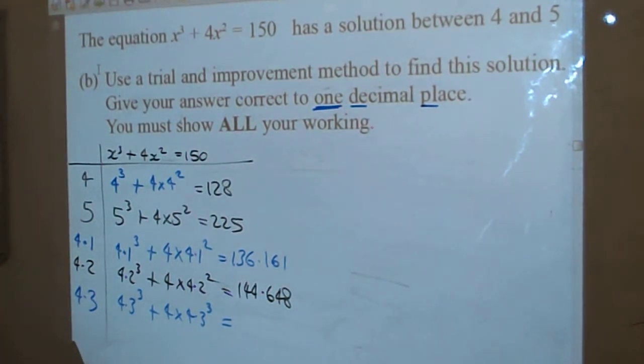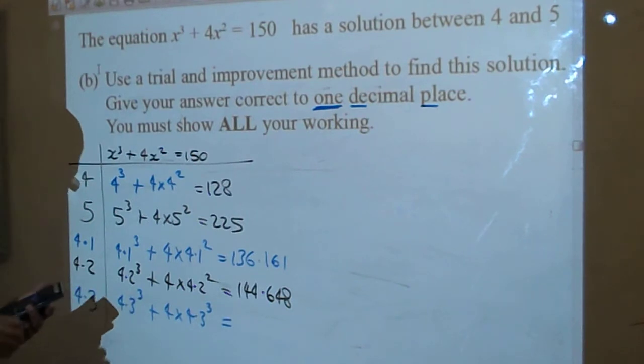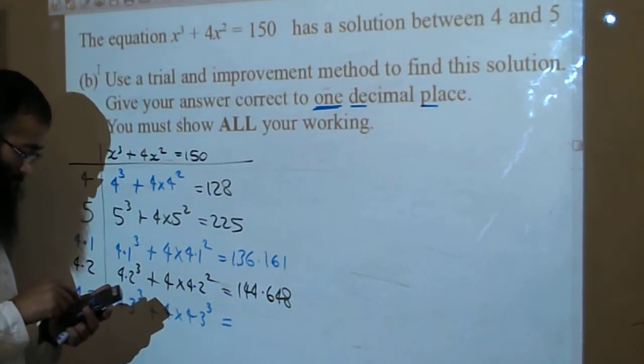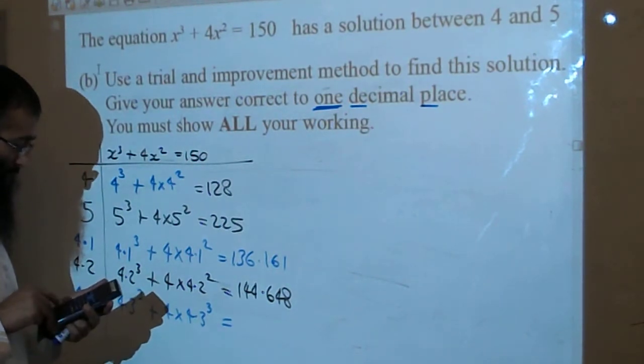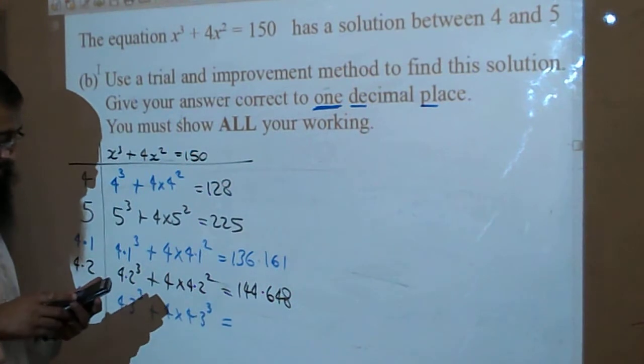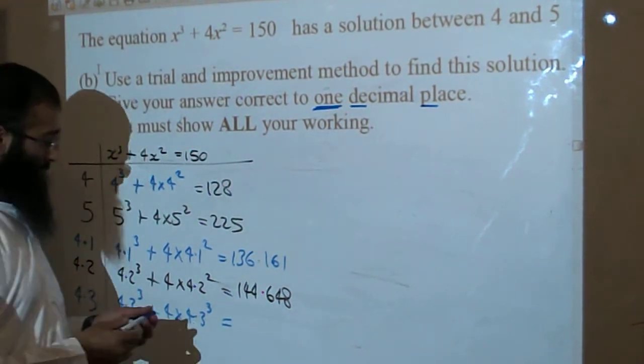Okay, folks, if you're writing it now, it should be in a different color to what you did for homework, so we can see the difference. Okay. 4.3 cubed plus 4 times 4.3 squared equals 153.467.